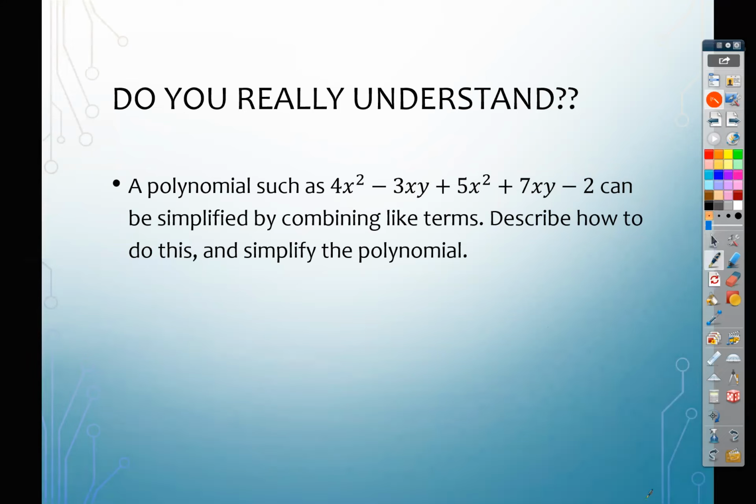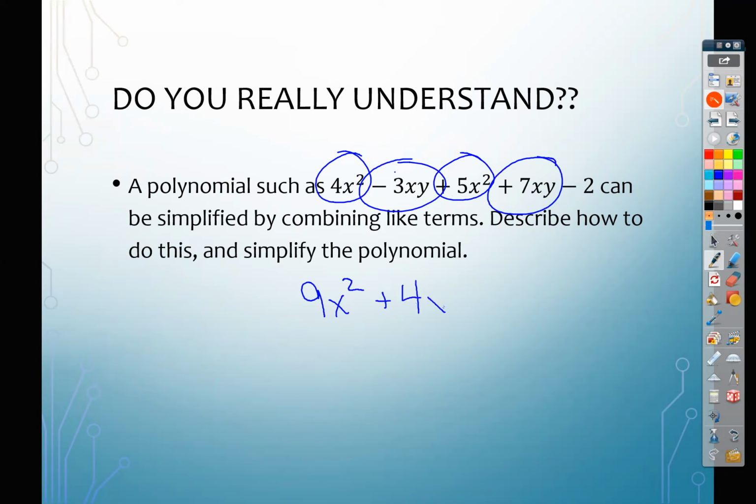So we are going to combine everything that we can. I'm going to combine 4x squared and 5x squared, and I would get 9x squared. Then I can combine negative 3xy plus 7xy, so that would give me plus 4xy. Then I can't do anything with the 2, so I would leave it there. And that is how it's done.